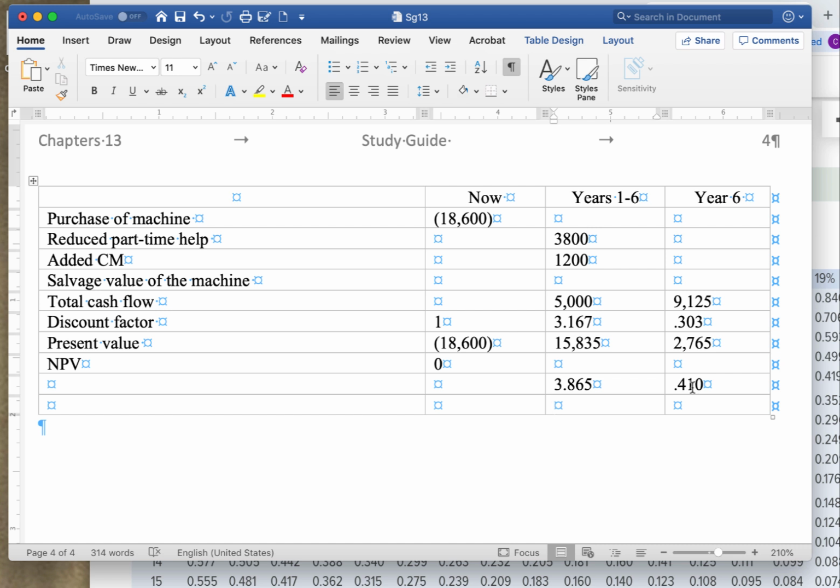Very easy. I do the same exact steps. I take my total cash flow, 5,000, times 3.865, equals $19,325. Okay, well, right off the bat, this salvage value 6 years from now better be worth $625 to make the net present value 0.